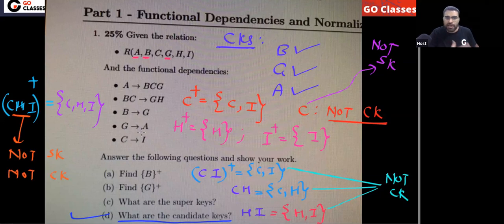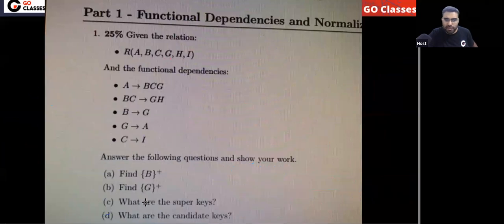Now I can stop and say, what are the candidate keys? So finally, what are the candidate keys? Please tell me, what is the answer for this question?